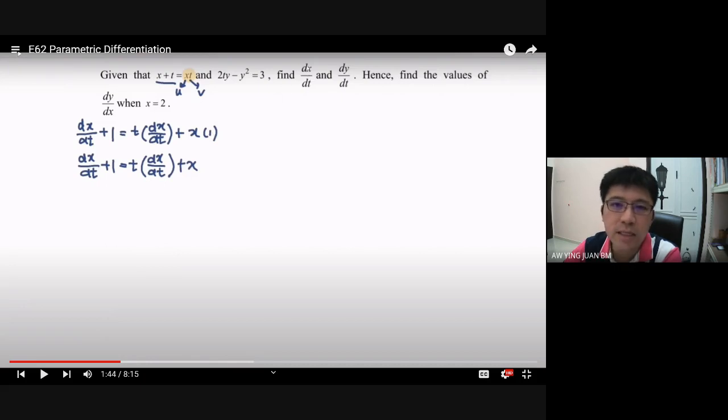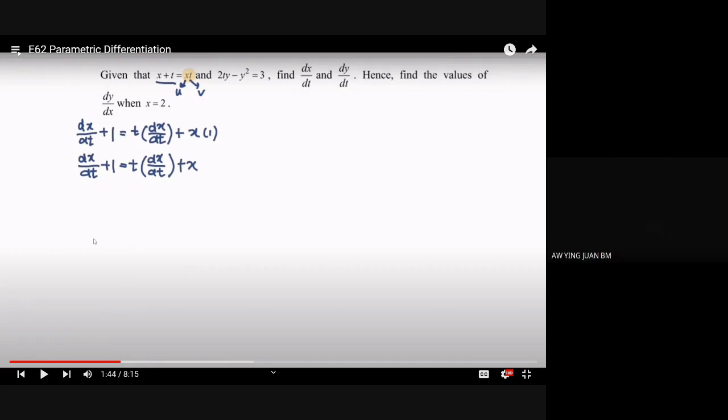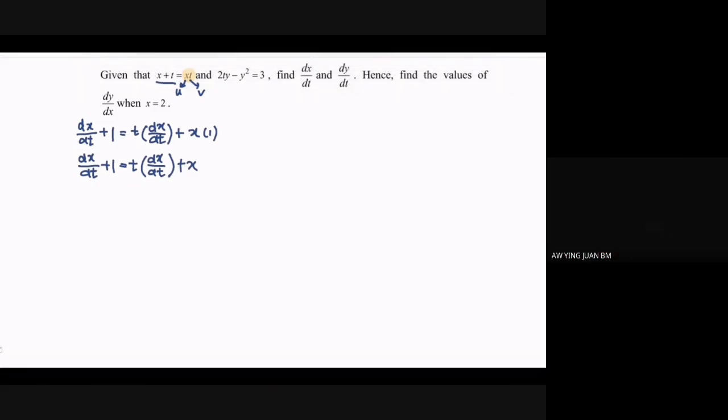Okay, so soalan kata nak cari dx/dt. So kita ikutlah arahan dia. Teruskan lagi dengan dy/dt. Masih sama, implicit differentiation. So, teruskan cari dy/dx dan seterusnya. And factorize. So factor out the dx/dt, bracket, we have 1 minus t equals to x minus 1. So finally, dx/dt will be equal to x minus 1 over 1 minus t.